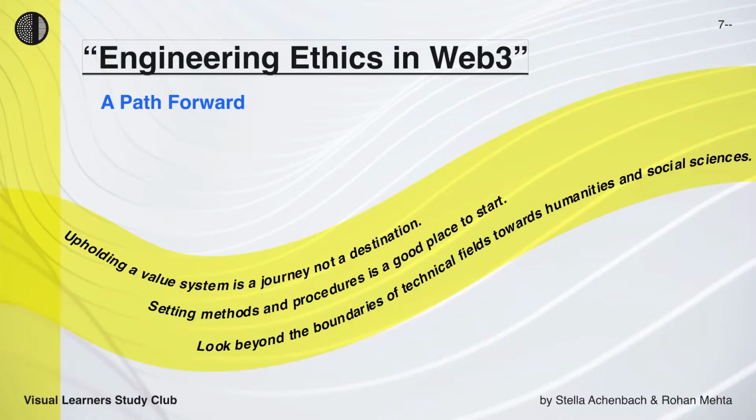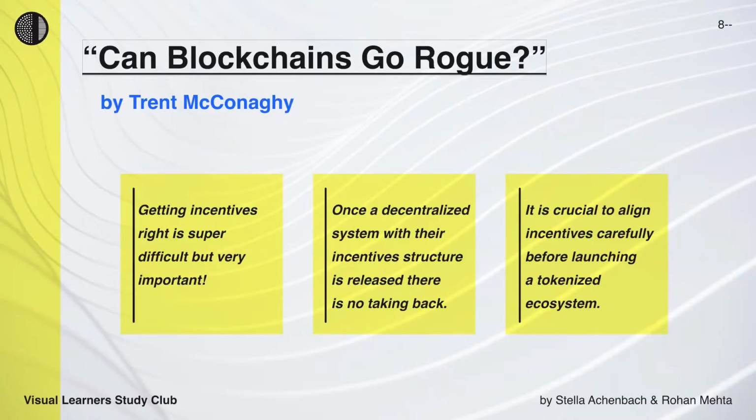Can blockchains go rogue? In the next slide. Yeah, because in some sense, I guess these series of articles define how we can go about building a more rigorous approach to token engineering while having a values-first and ethical mindset behind it. Stella, do you want to take it ahead?